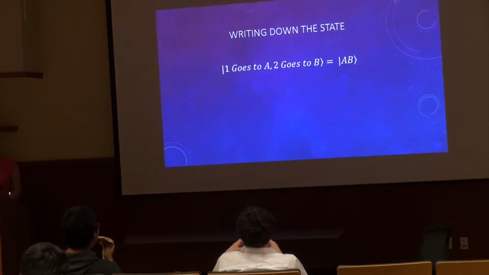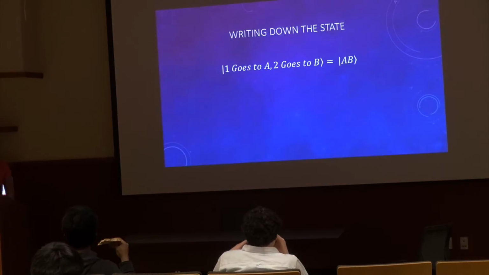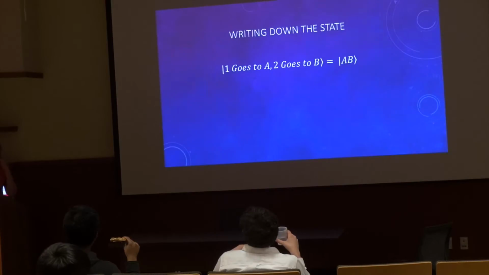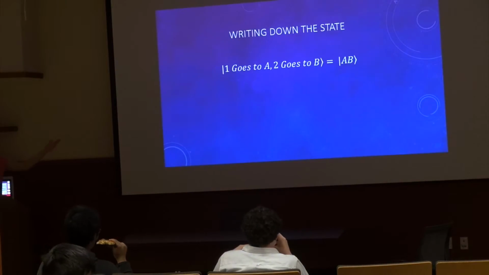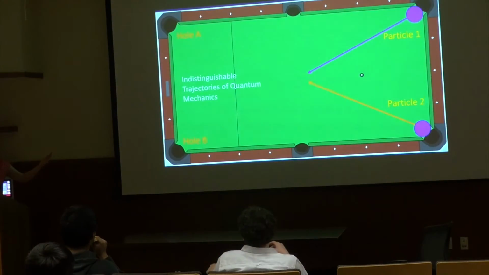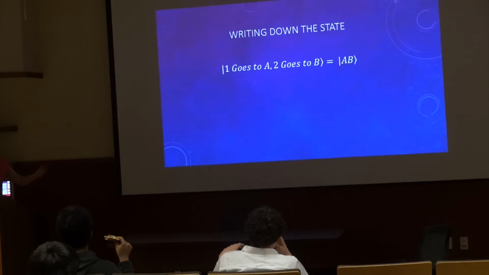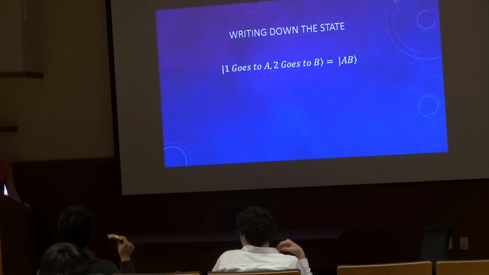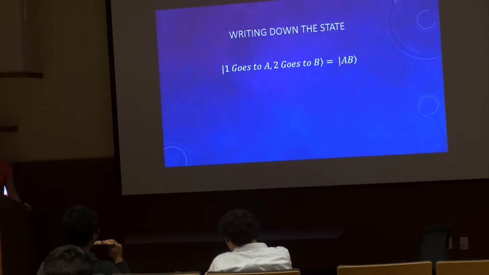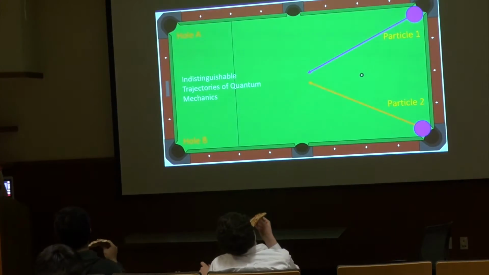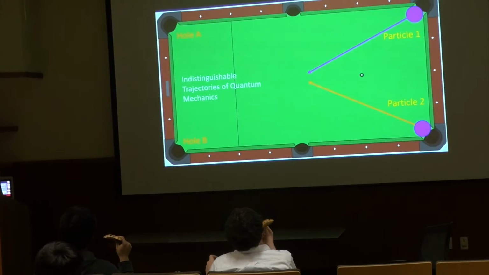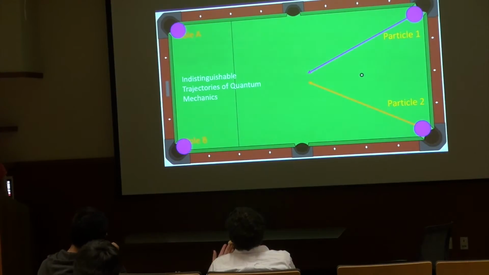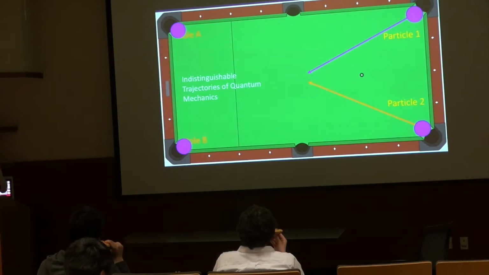Here we're going to write down the state if we're talking about classical mechanics, where we can just say particle 1 goes in hole A and particle 2 goes in hole B. There's no probability here. We know it. We're really smart. In quantum mechanics, the same is not true, which you might be able to guess.